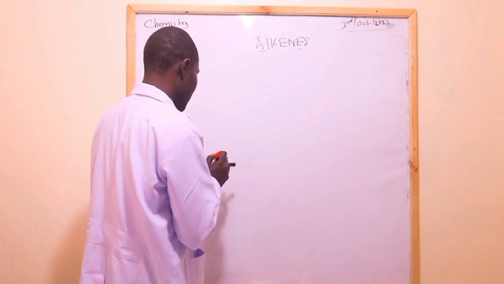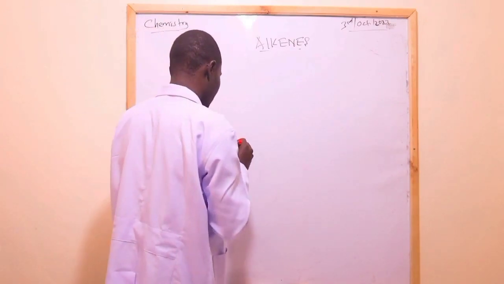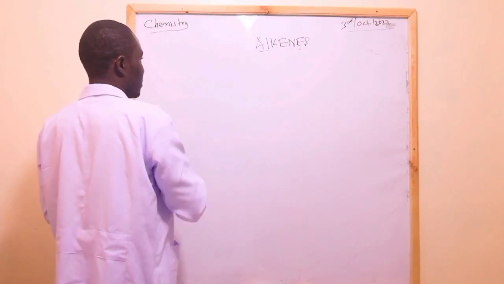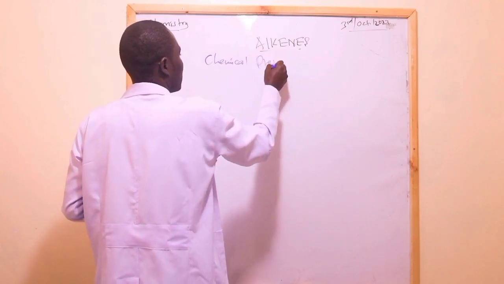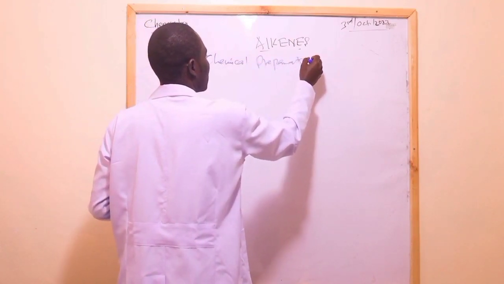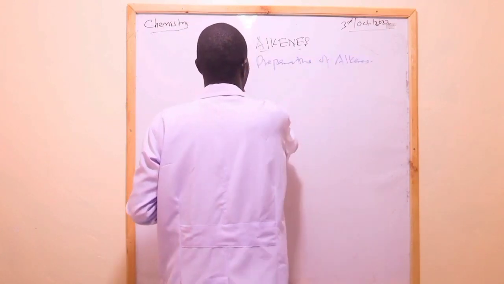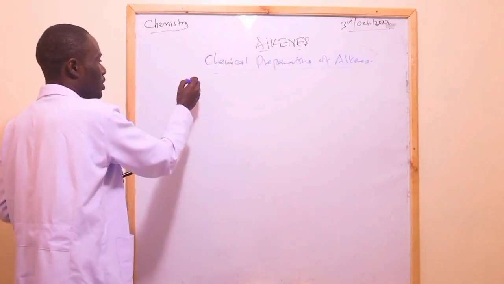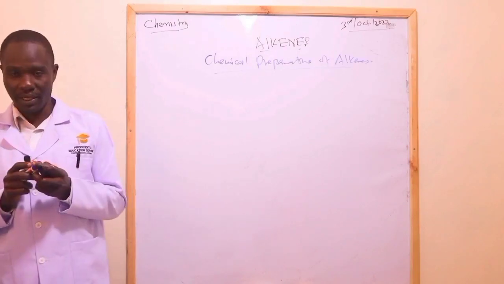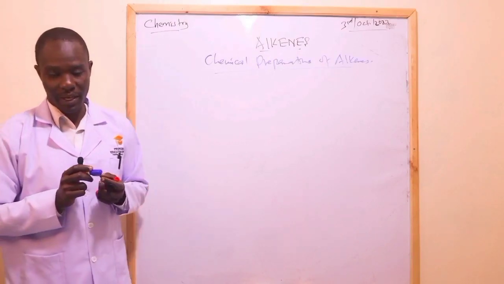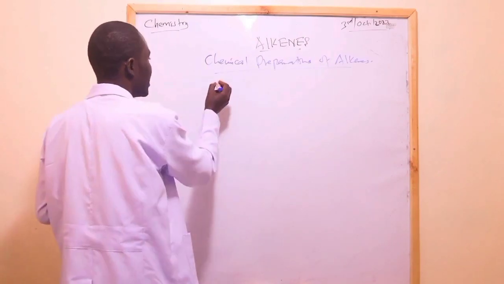So next we shall discuss the chemical preparation of alkenes. Now, there are only two ways in which members of alkenes can be prepared. The first way is by dehydration.